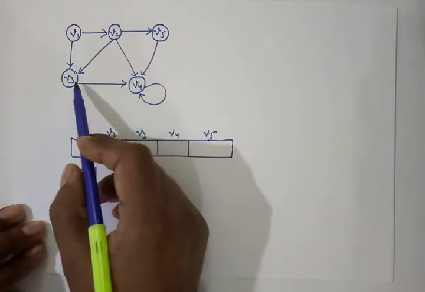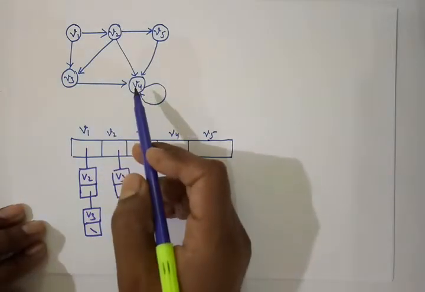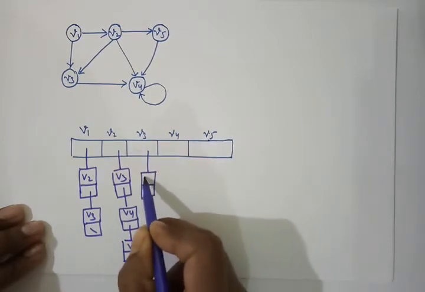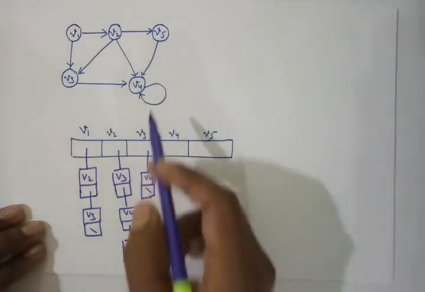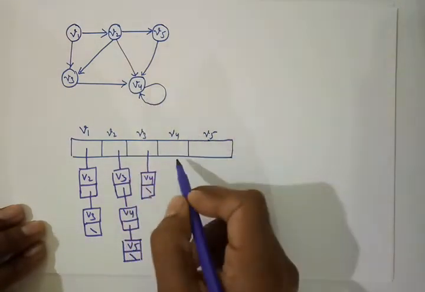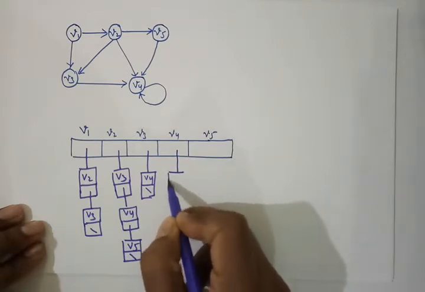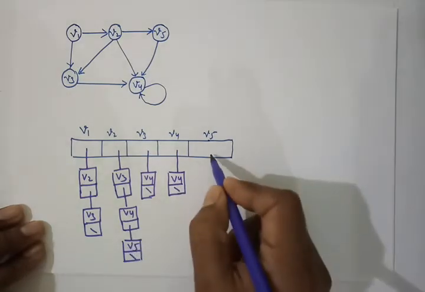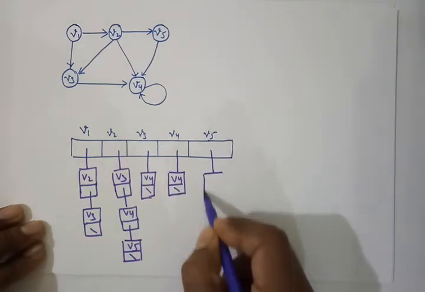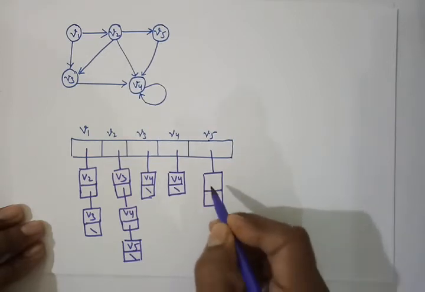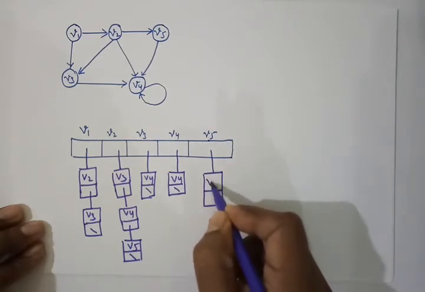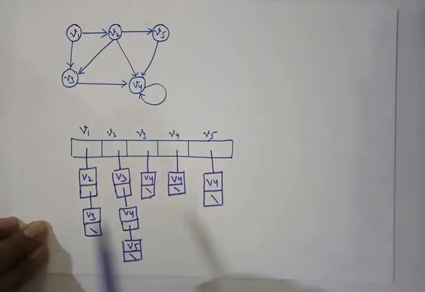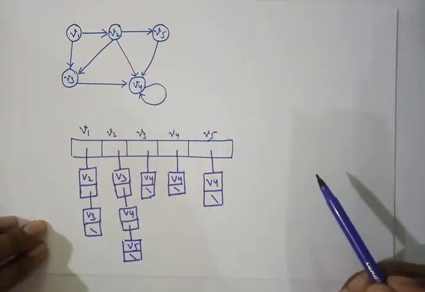Similarly, from V3 we can move to V4 only. So V4 only, it is our V4, null pointer. From V4 there is a self loop, so from V4, V4 only. From V5 we can move to V4 only. So V4. This is our adjacency list representation for the directed graph.